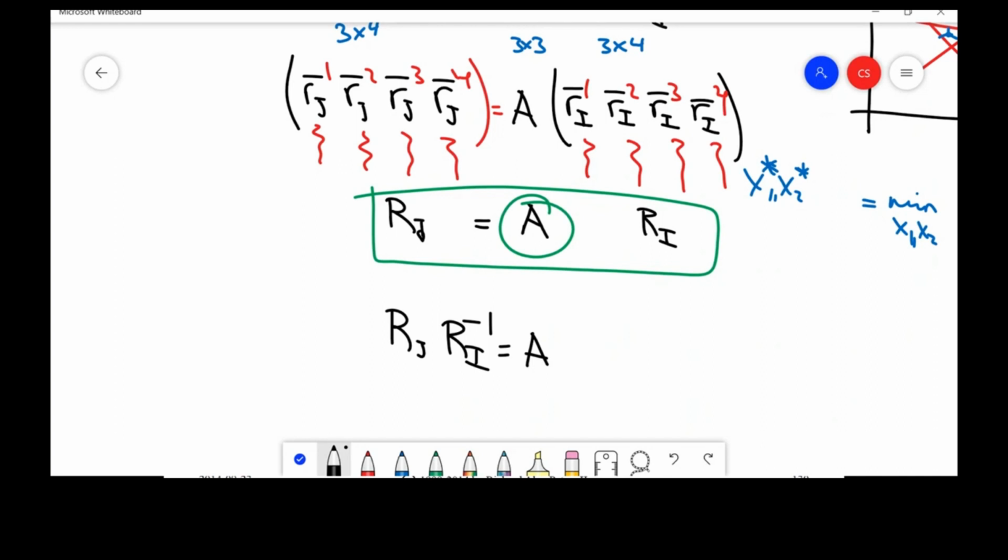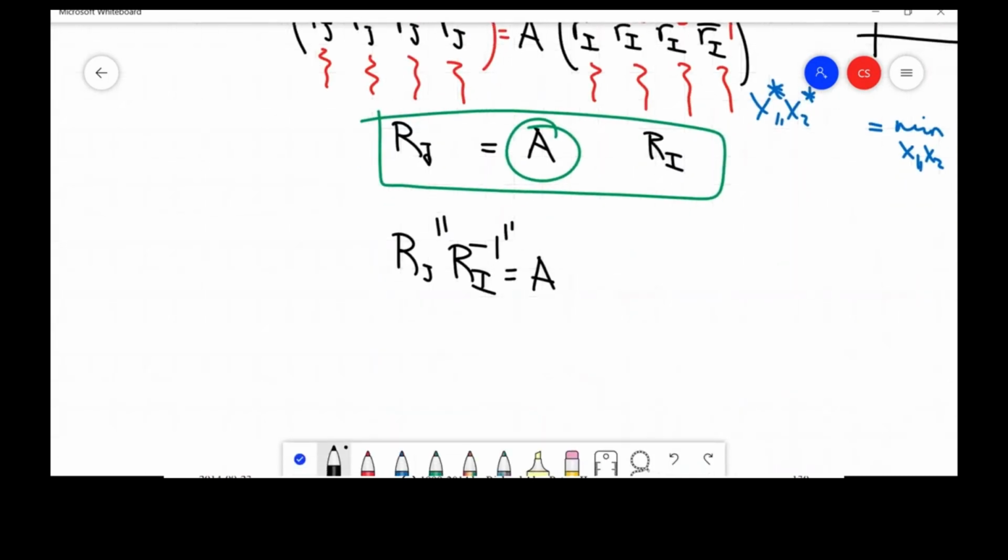If you multiply by the inverse of this Ri from the right, you're done. Is that true? No. Because this matrix is not a square and it doesn't have an inverse. Okay, but we want to do that, so let's see if we can play a bit with this algebra. Okay, so I have this.